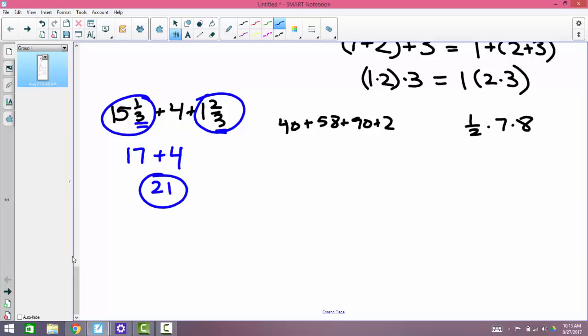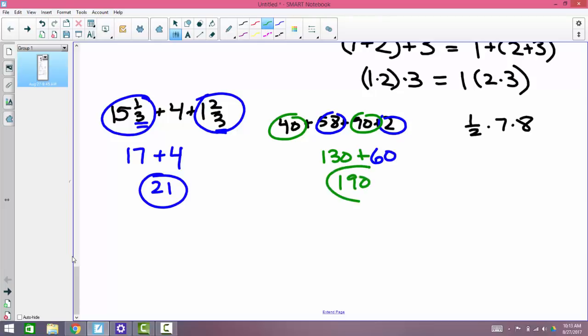In the second one, the easier numbers to group are 58 and 2. That would give you 60. And then 90 and 40 would give you 130. And then 130 plus 60 is 190. You can do it the other way. This is just easier without a calculator, more mental math.